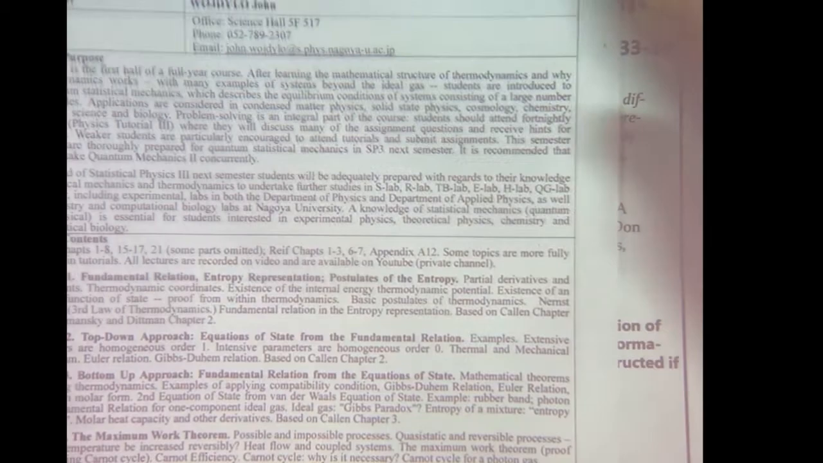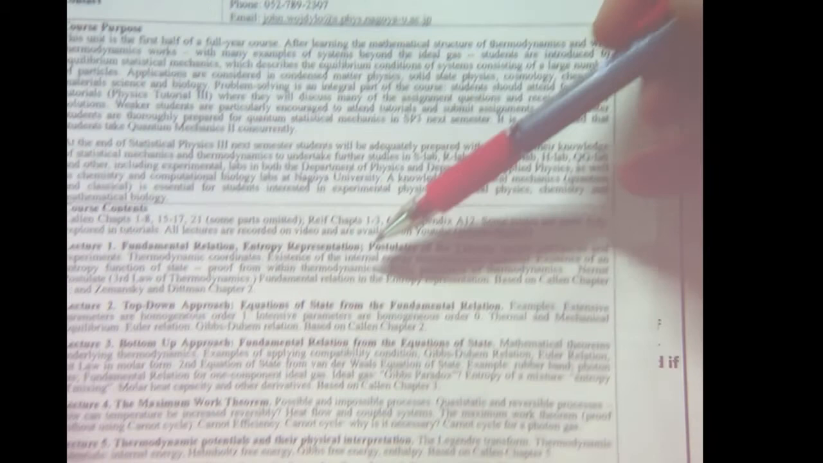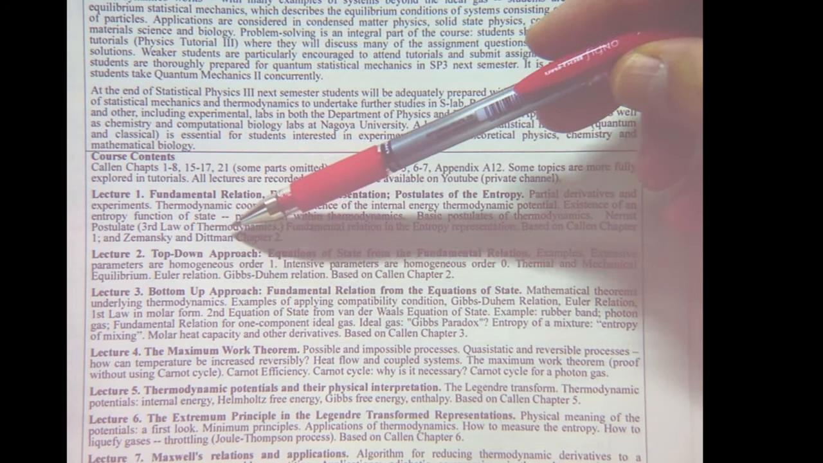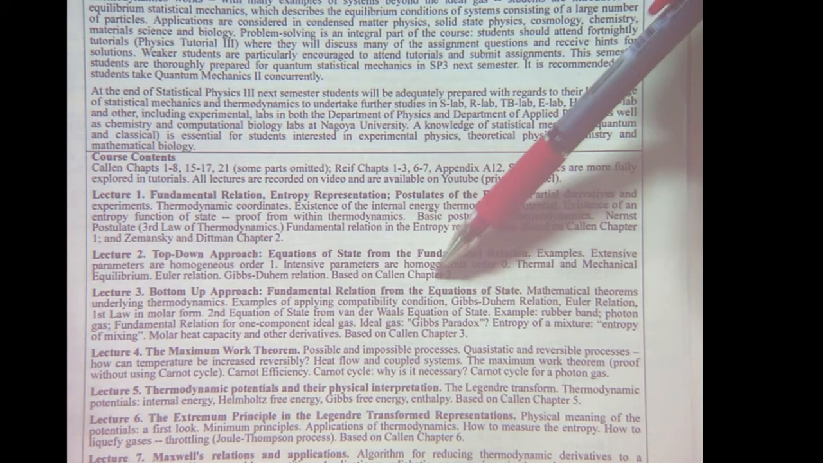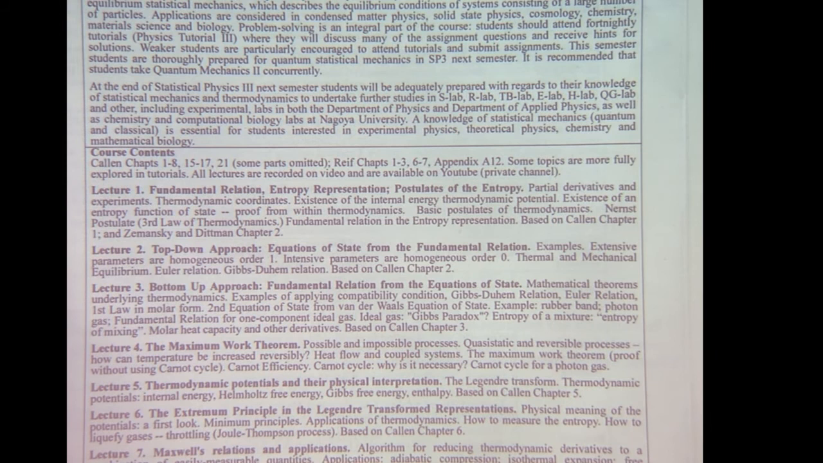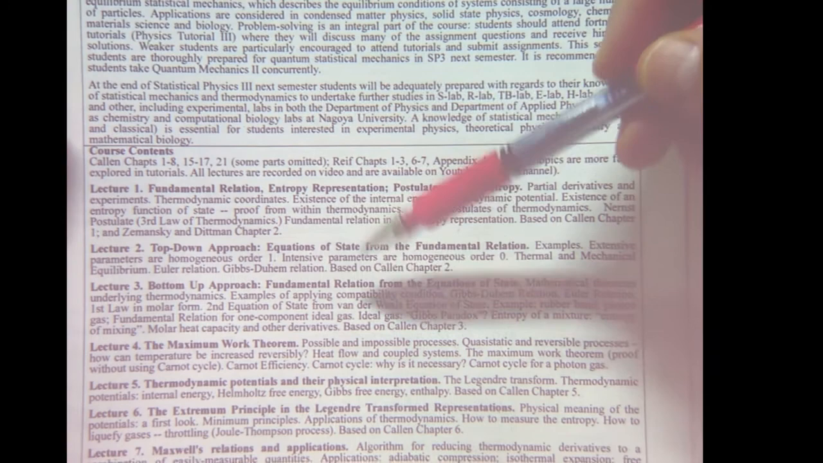There's a detailed syllabus of what we're going to do in each lecture. If you want to prepare for the next lecture, then all you have to do is read what's in the syllabus for the next lecture, and all of it is from Callen. We don't do anything about heat engines in thermodynamics. We will derive the maximum work theorem without any heat engines, and Carnot efficiency without the use of heat engines. And you'll see that it's a geometrical theory.